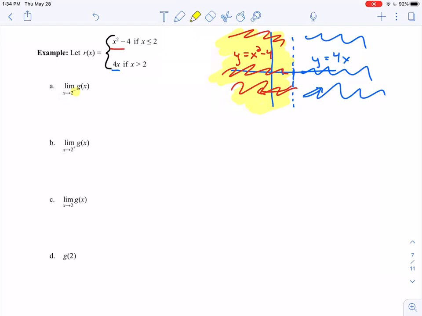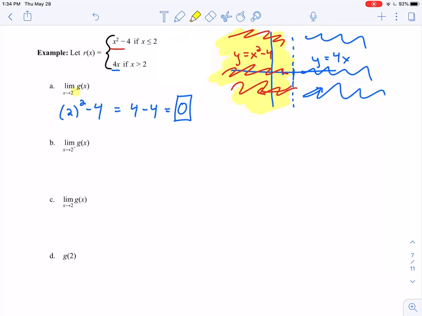Well, it's defined on that side by x squared minus 4. So if you're not sure where to plug that in, I'm just going to take 2, and plug that into, well, how is it defined? y equals x squared minus 4. So I'm going to take 2, plug that into that part of my function, y equals x squared minus 4, so 2 squared minus 4. 4 minus 4 gives me 0, so the left-hand limit at 2 is equal to 0.